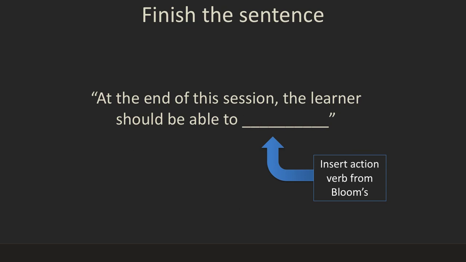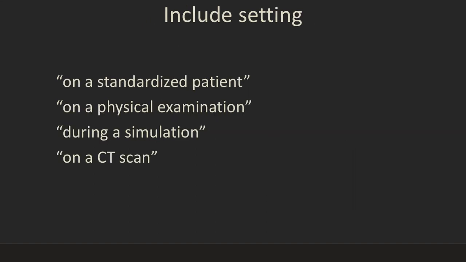So theoretically, you should be able to test the learners if they acquire that information or that skill. So this is really the structure, particularly of the core objective, but really of any of the learning objectives. You don't have to write this each time, but at the end of this session, the learner should be able to, add your action verb there. You want to include the setting, so they're as specific as possible.